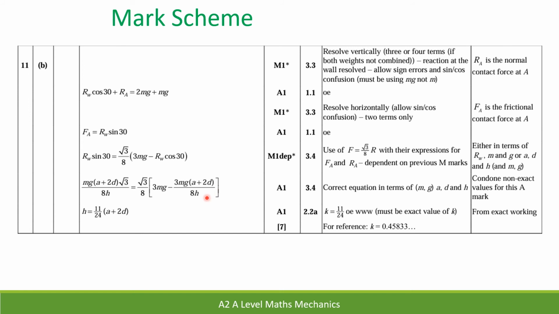We did it slightly differently and we combined these RW terms. In this case, we called them RB, but we combine them first before substituting. I think that's personally much easier than doing it the way the mark scheme's done it, because otherwise it gets really complicated multiplying all this out and simplifying. Give yourself a big tick if you got it correct. Well done.